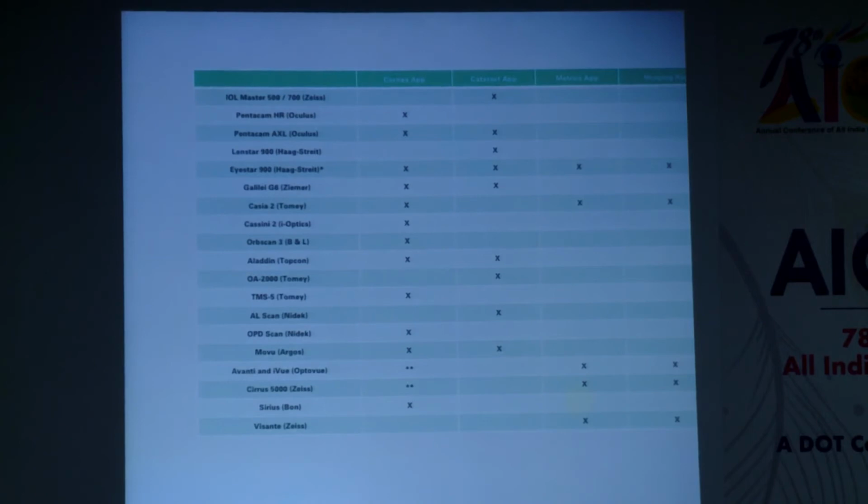The Anterion is the only machine presently, along with the Hackstride, which is still coming into the market, that actually gives us data on all these 4 apps at one single platform.